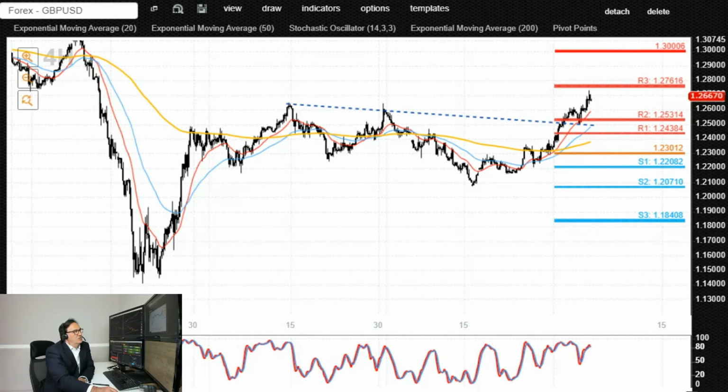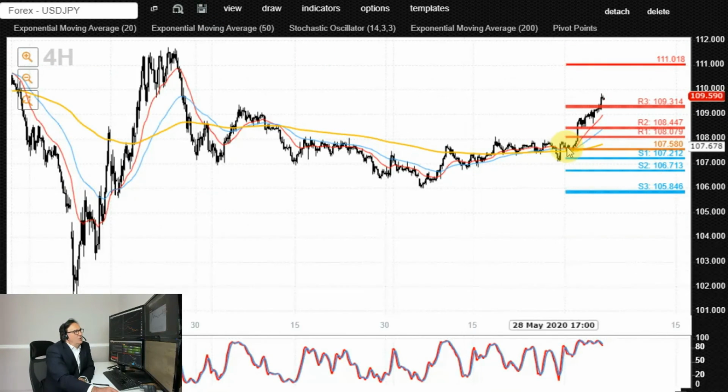Alternatively, if you see a dip lower and an end of day close below 1.2530, a retest of that level from underneath could open the way for a deeper corrective move targeting 1.2440, 1.24, 1.23, 1.22 supports to the downside.